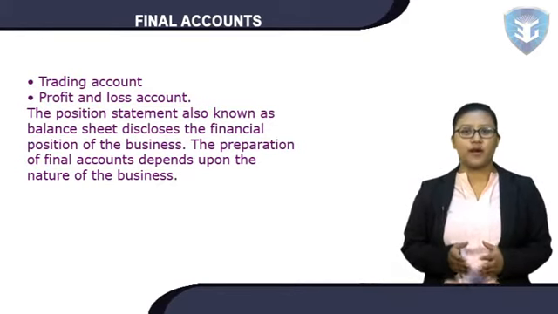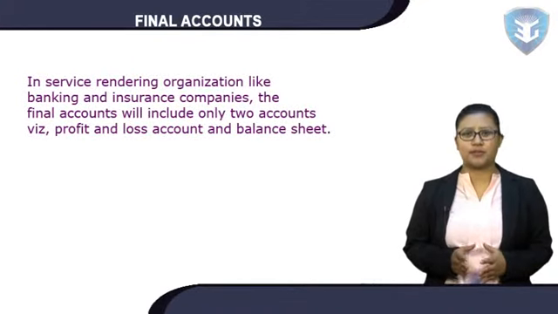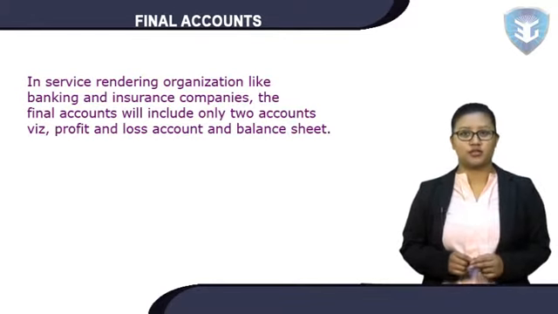The preparation of final accounts depends upon the nature of the business. In a manufacturing concern, all the four accounts are prepared, whereas in a trading concern, only the first mentioned three accounts are prepared. In service rendering organizations like banking and insurance companies, the final accounts will include only two accounts, viz. profit and loss account and balance sheet.